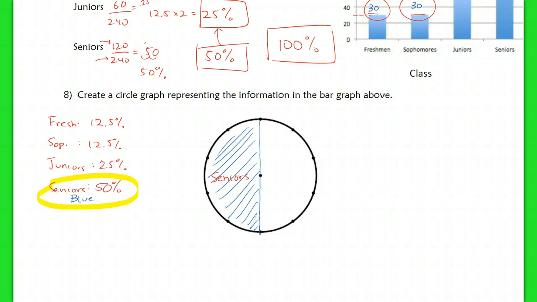Okay, now the next number that I think is also easy to do is the 25%, because that is a quarter of the whole pie. So I'm going to take a quarter of this pie, which means I'm going to create my own little division here. And I'm going to only do a quarter of this pie and call that the juniors.